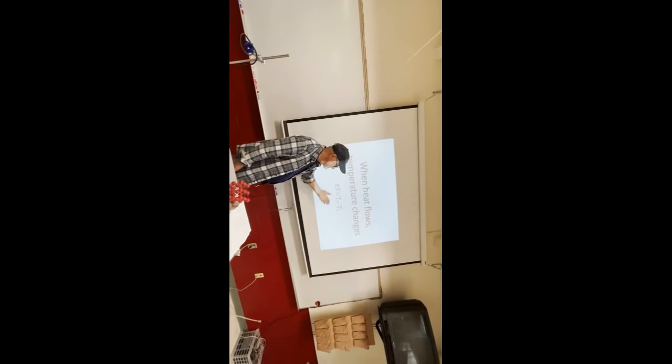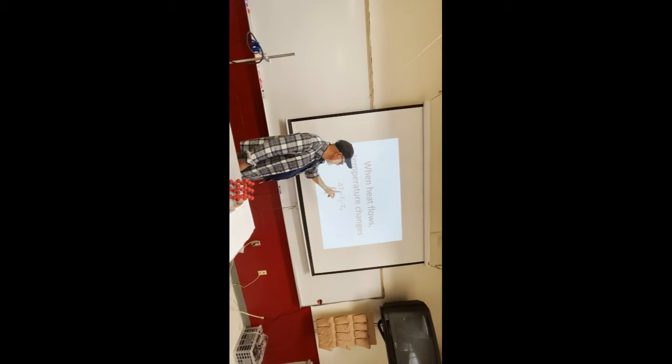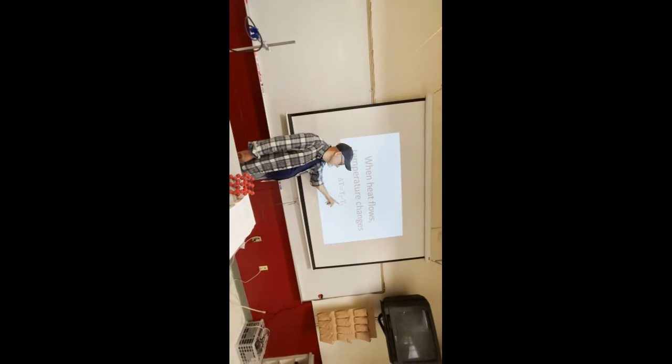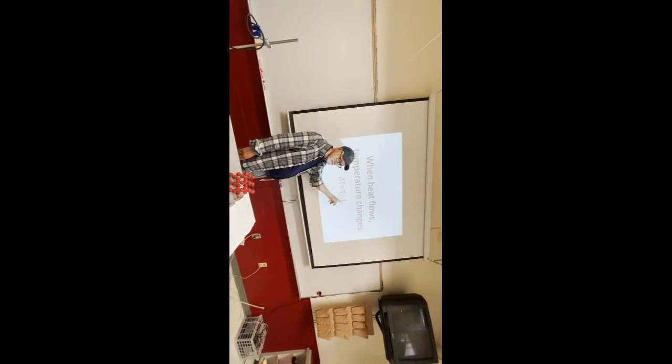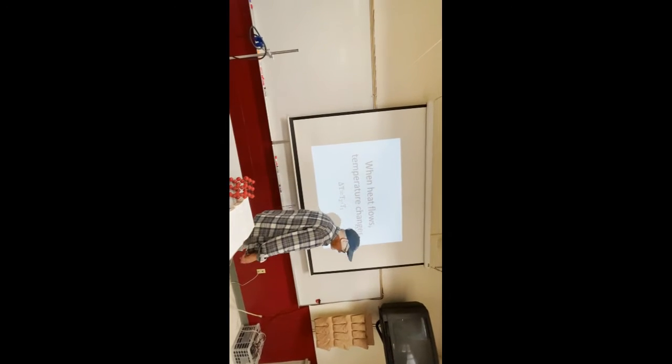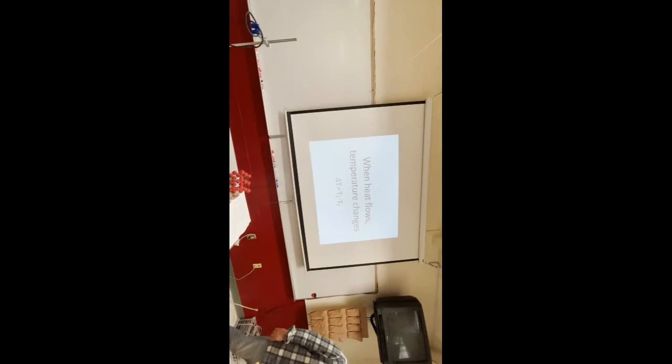And just like everything in physics, anytime there's a change in something, it's always the second one minus the first one, the last one minus the original. So delta T is T final minus T original.